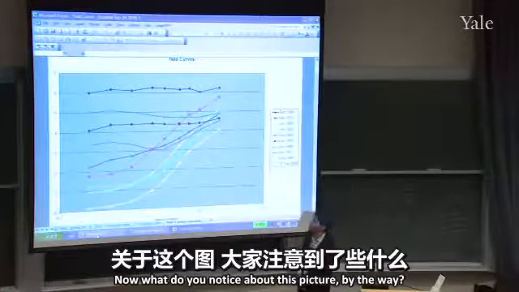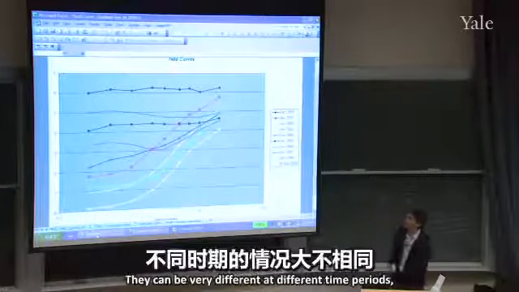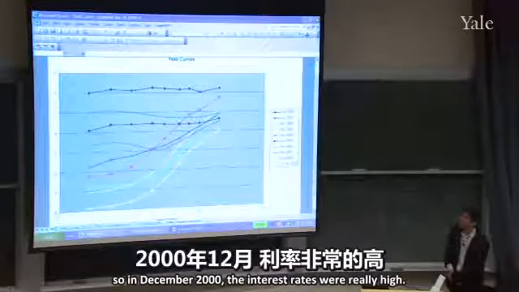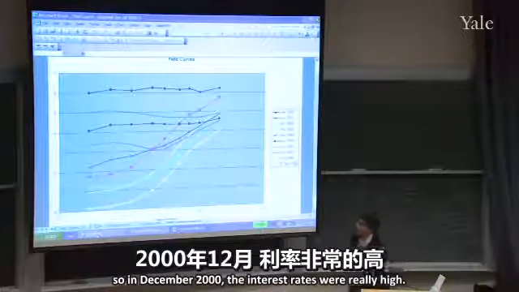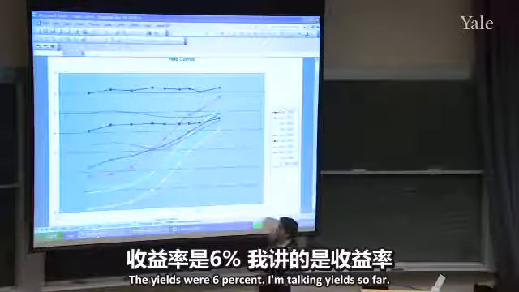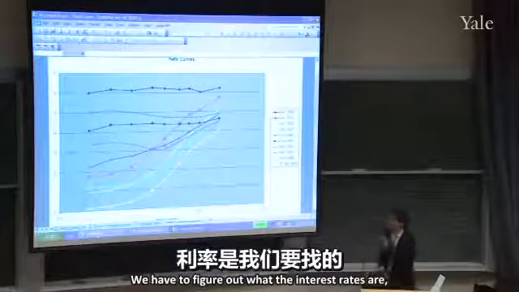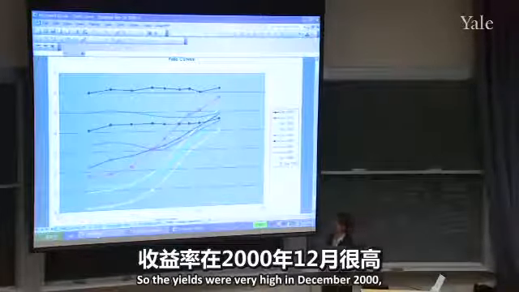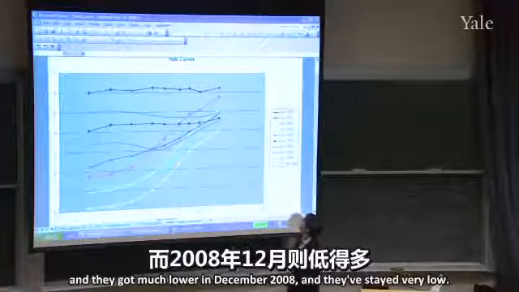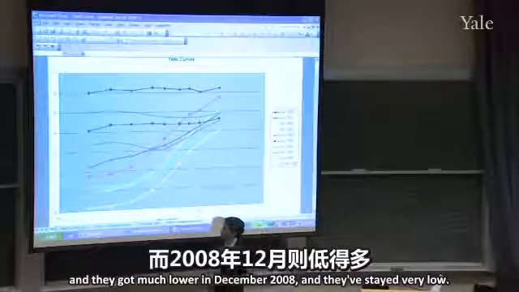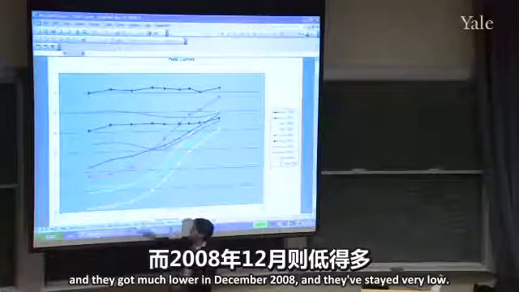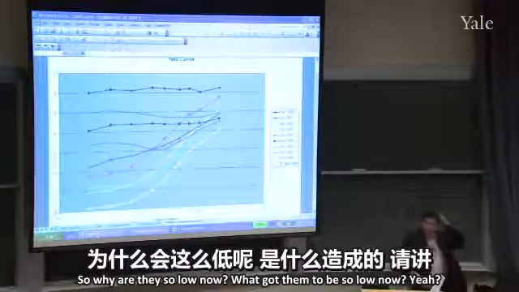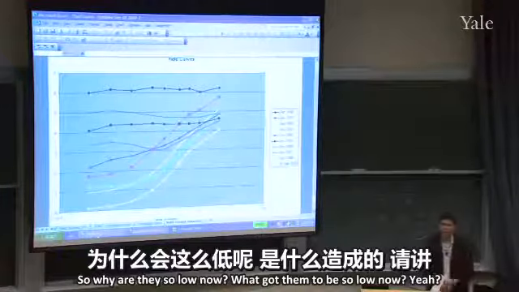Now, what do you notice about this picture, by the way? They can be very different at different time periods. So in December 2000, the interest rates were really high. The yields were 6%. I'm talking yield so far. We haven't talked about interest rates. We have to figure out what the interest rates are. But anyway, they're obviously going to be connected. So the yields were very high in December 2000, and they got much lower in December 2008, and they've stayed very low. So why are they so low now? What got them to be so low now?